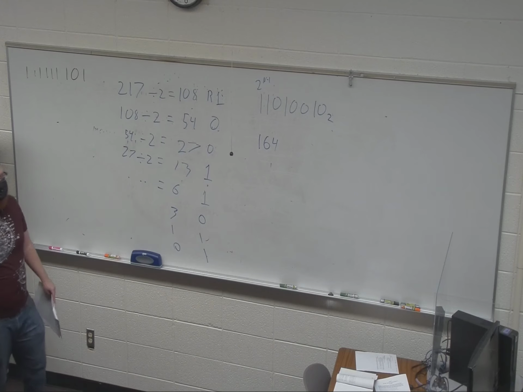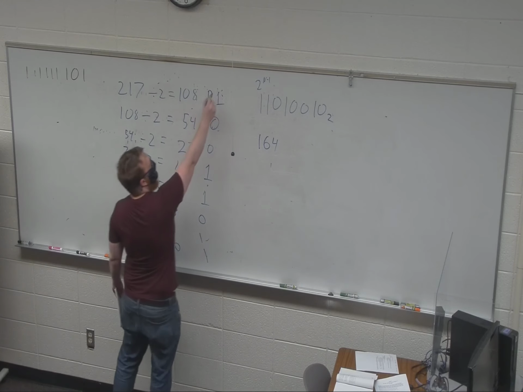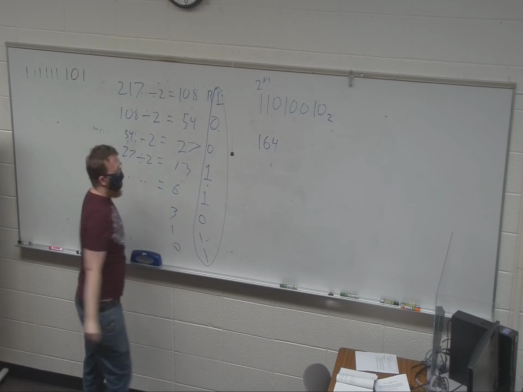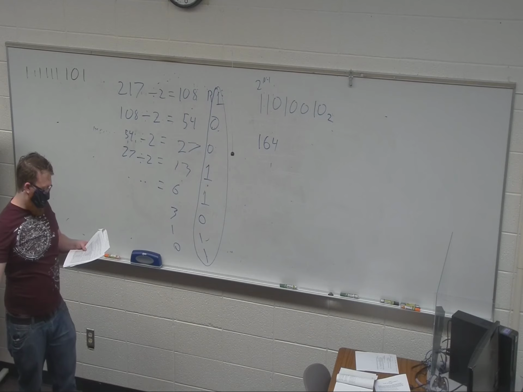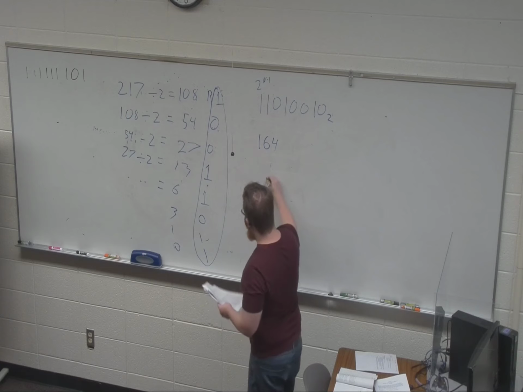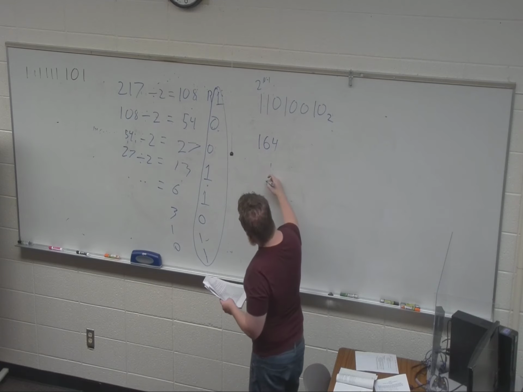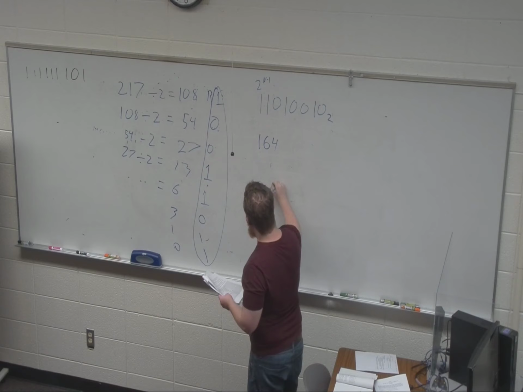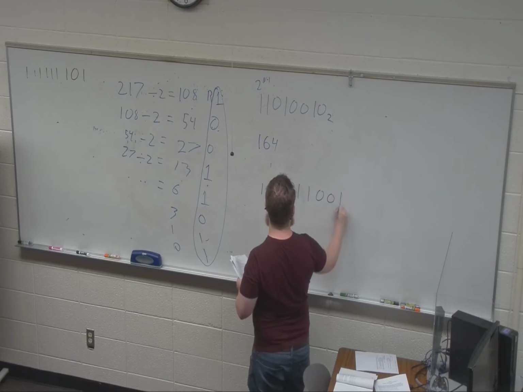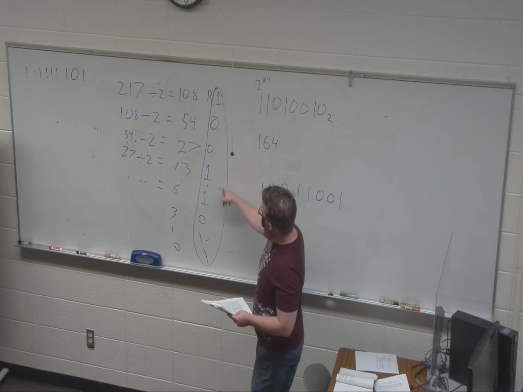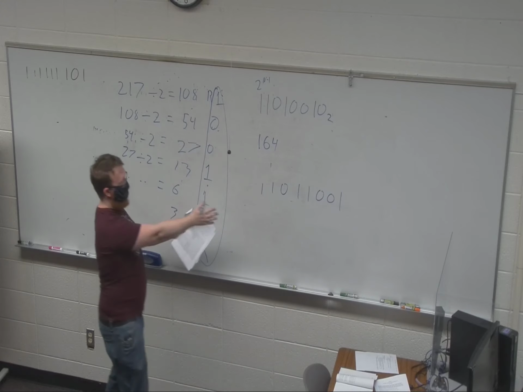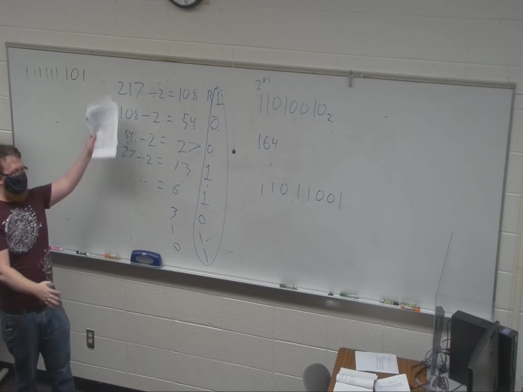Okay, so now, fun. All we have to do is worry about the remainders. And in reverse order, we go 1, 1, 0, 1, 1, 0, 0, 1. Right? And that just so happens to be, unless I did it wrong, 217.